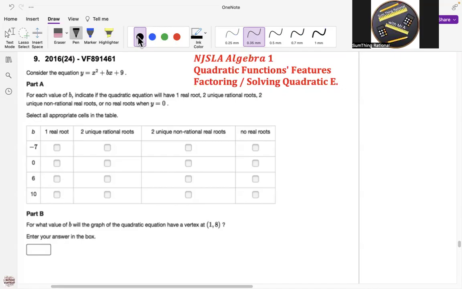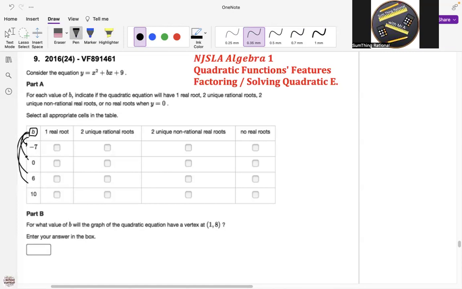It says that when y is equal to 0, the quadratic function becomes a quadratic equation. This equation may have one real root, two unique rational roots, two unique non-rational real roots, or no real roots. B is an arbitrary number, but in this question B has already been given to you: B is -7, B is 0, B is 6, and B is 10.